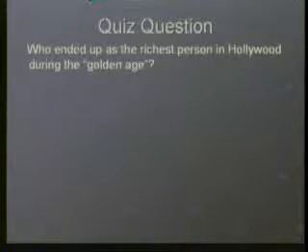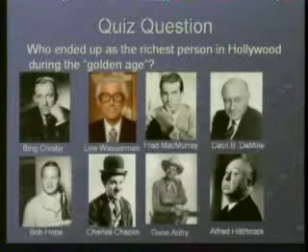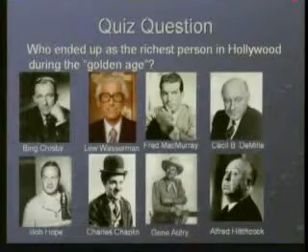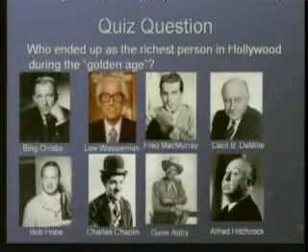Okay, well, I have a quiz question. Who ended up as the richest person in Hollywood during the Golden Age? So was it singer Bing Crosby, Lew Wasserman, one of these actors, directors? Any thoughts? Okay, we got a Bob Hope, we got a Lew Wasserman.